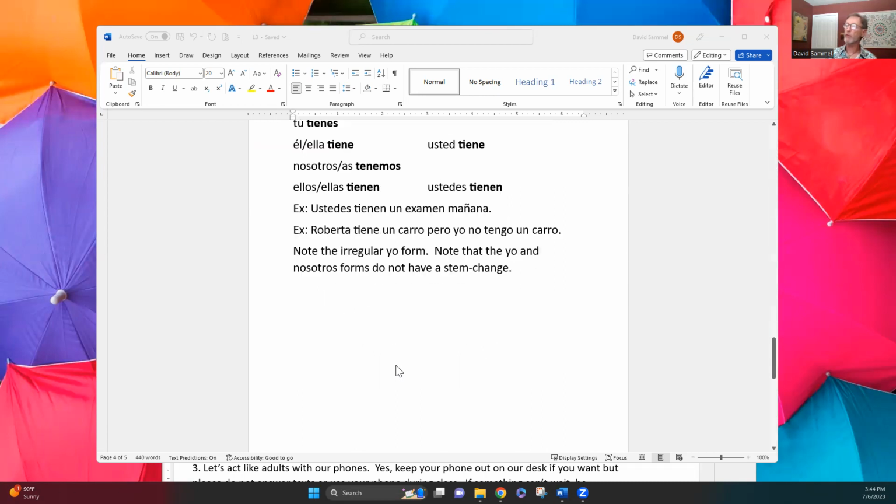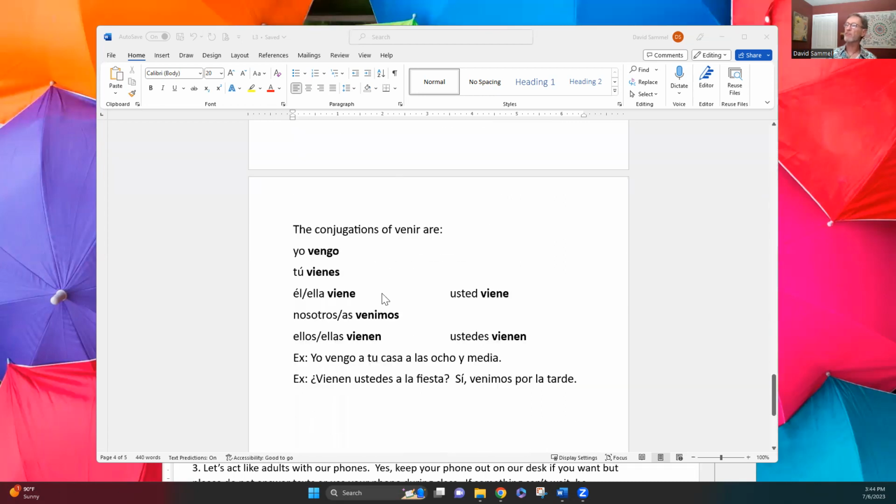We have one more verb to look at, and that is venir. It means to come, and it's very similar, as you can see, to the verb tener. Vengo, vienes, viene, venimos, and vienen. Here are our usted and ustedes forms. And again, you just have to memorize this. You just have to remember that the yo form of venir is vengo. It has an IE stem change. And then where are the stem changes? Well, everywhere but the yo form and the nosotros form.